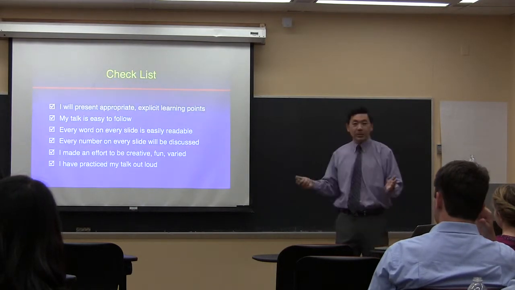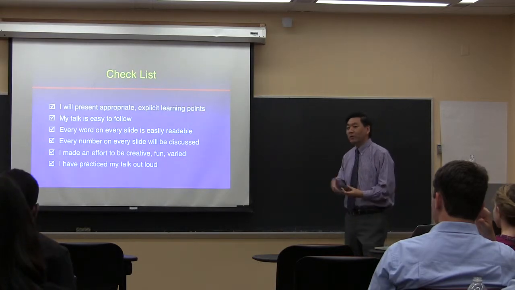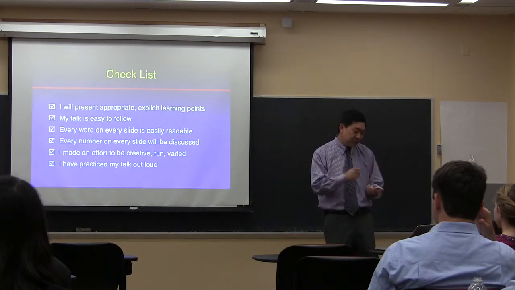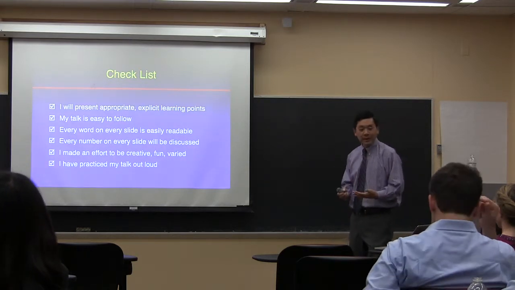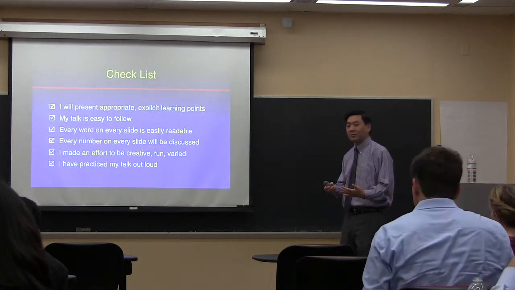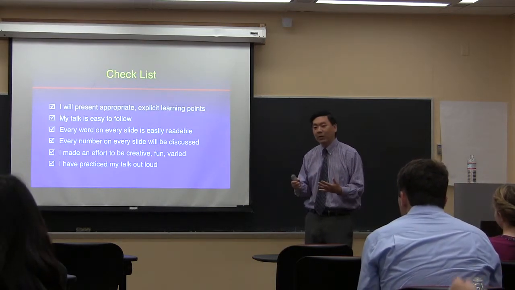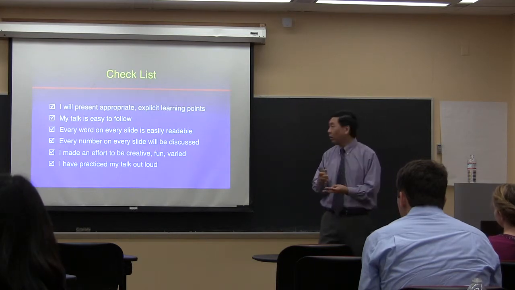Okay, so here's my checklist at the end. If you follow this checklist, then you're in pretty good shape here. And you say, well, is this true? I will present appropriate, explicit learning points to my audience. Do I have appropriate learning points for my audience? Do I have explicit ones that I want them to get away with? Yes or no? Is my talk easy to follow?